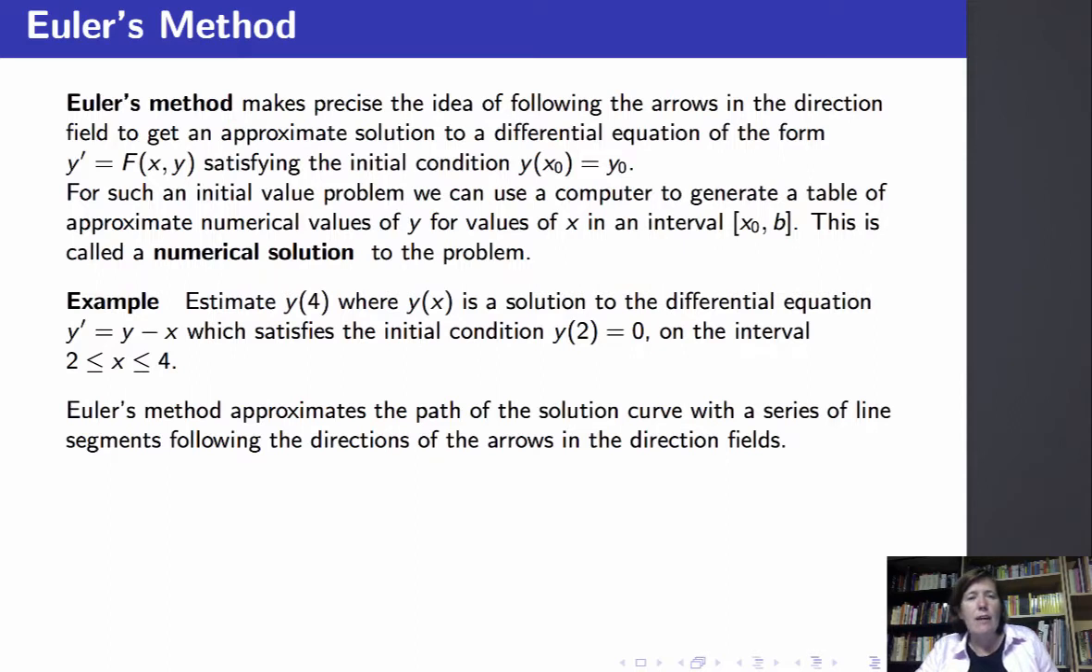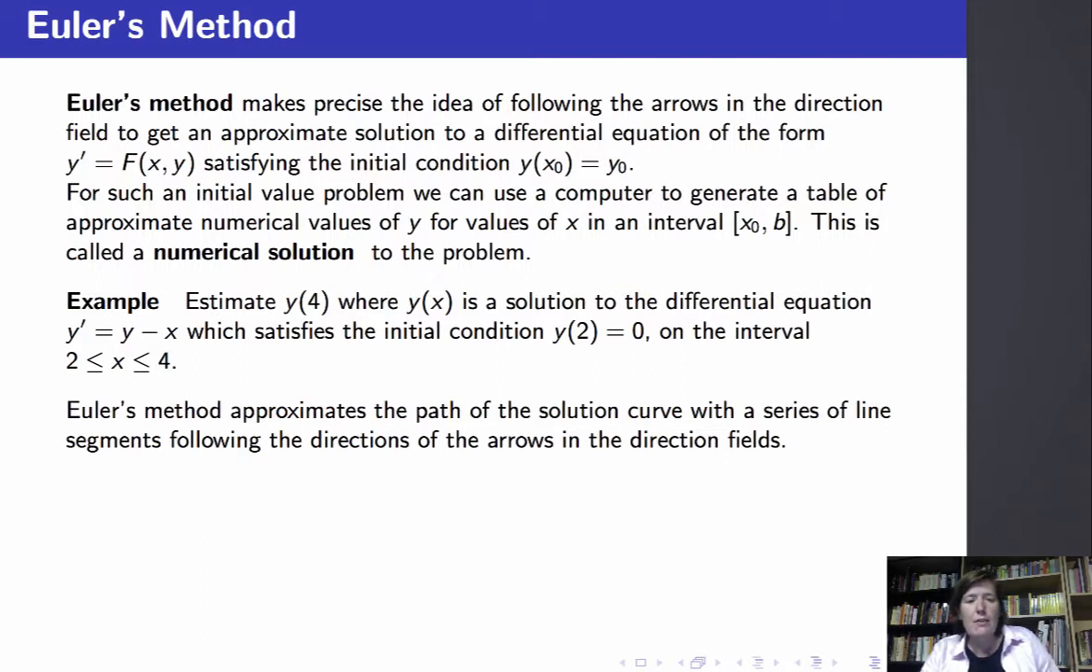So we're going to generate a table of approximate numerical values of y for specific values of x in the interval from the starting point x naught to some point b. And this is called a numerical solution to our problem. Let's look at the problem that we looked at in Mathematica, estimate y of 4, where y of x is a solution to the differential equation y prime equals y minus x, satisfying this initial condition y of 2 equals 0 on the interval from 2 to 4.